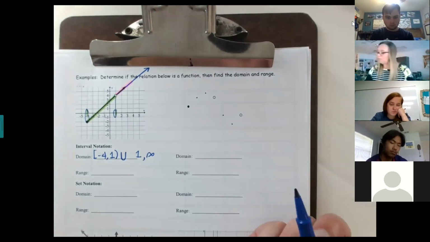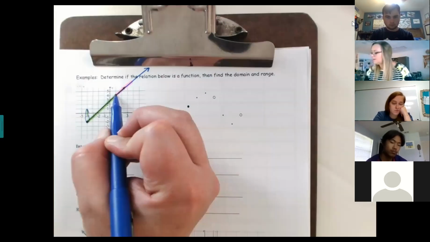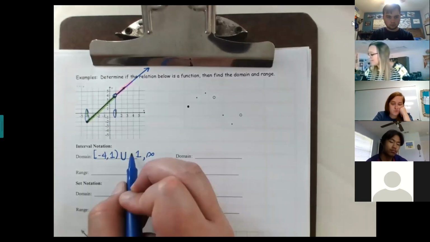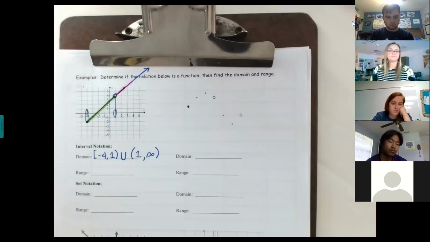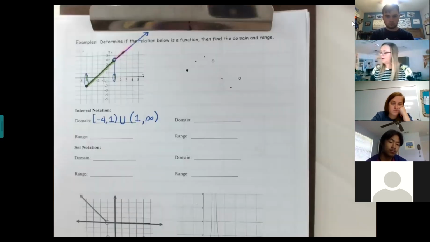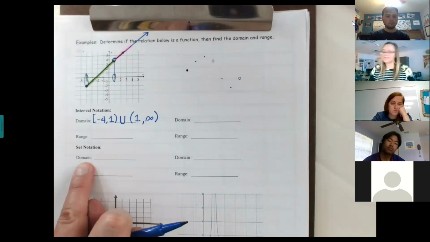Then remember, my 1 here, that circle was open. So if that's open, that means that's going to be open as well. All right, now let's jump down here and do our domain and set builder notation.